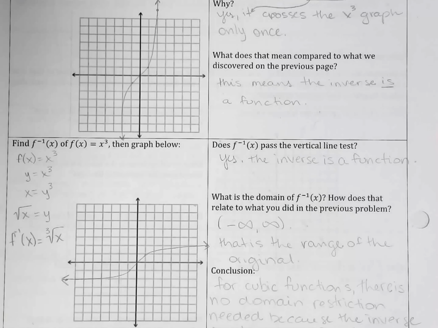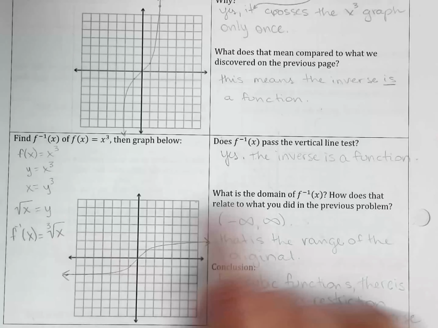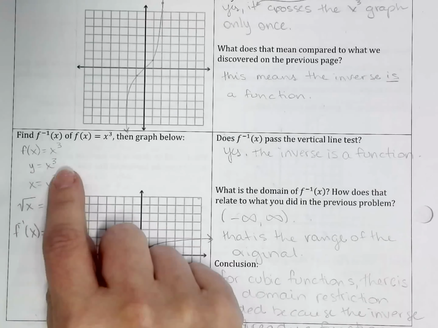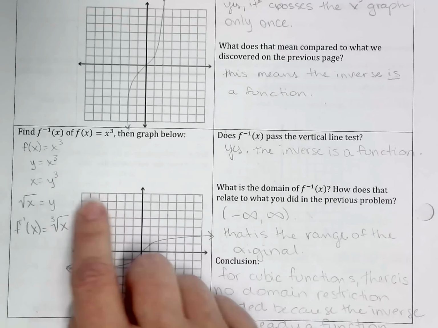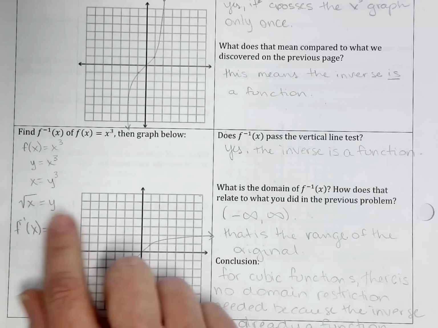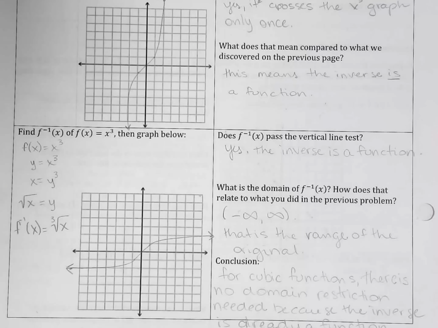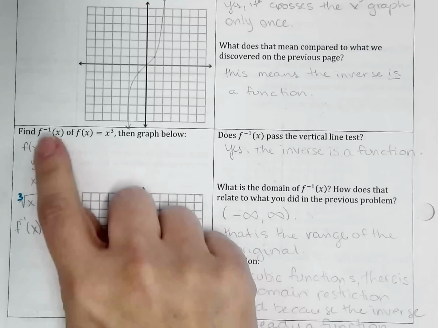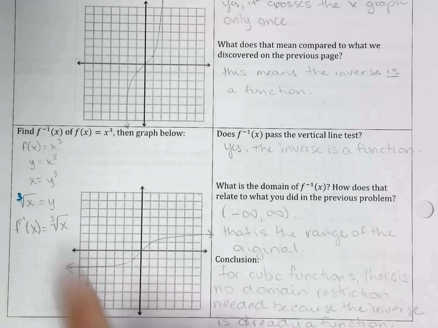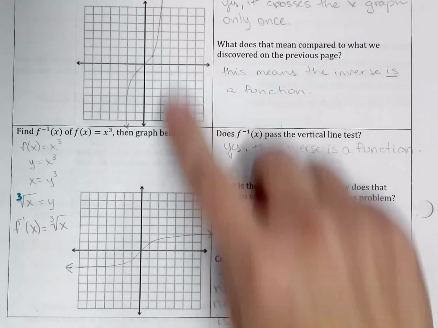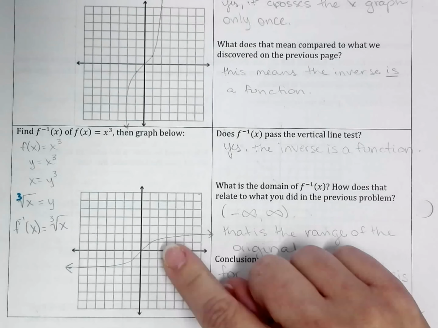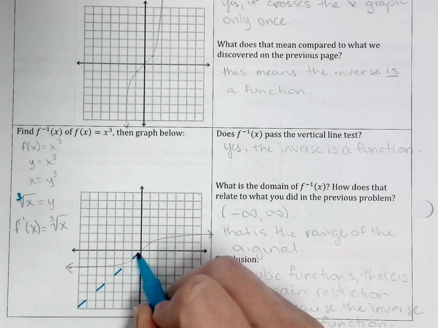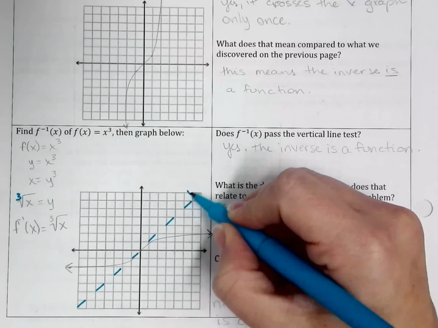So off we go trying to find the inverse of a cubic function. We're going to do it algebraically, and then answer the questions right here. We switch x and y, and then we solve for y. So we cube root both sides. Therefore, the inverse of a cubic function is a cube root function, and it looks like this. This is different from the cubic, and it is a reflection of the cubic across the y equals x line.